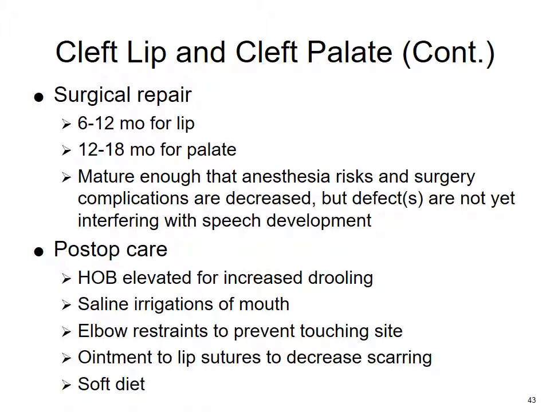So post-operatively, the head of the bed is kept elevated because of drooling. We don't want them to aspirate on their secretions. Saline irrigations are done of the incision area. Elbow restraints are placed to prevent them from touching the surgical site, and we'll have a picture of that in a moment here. Ointment is applied to lip sutures to decrease lip scarring, and they can have a soft diet.